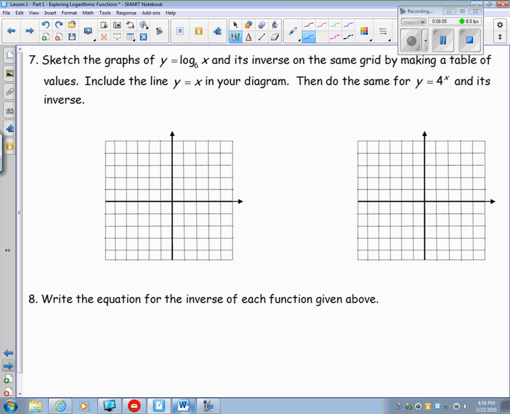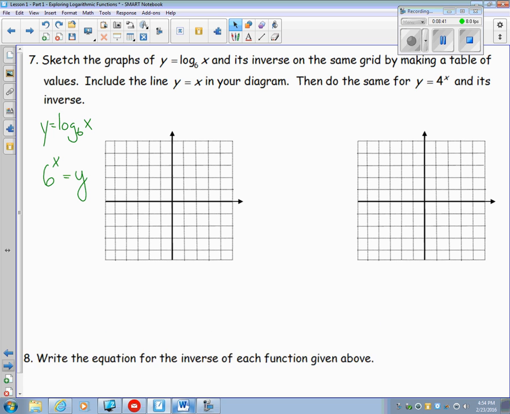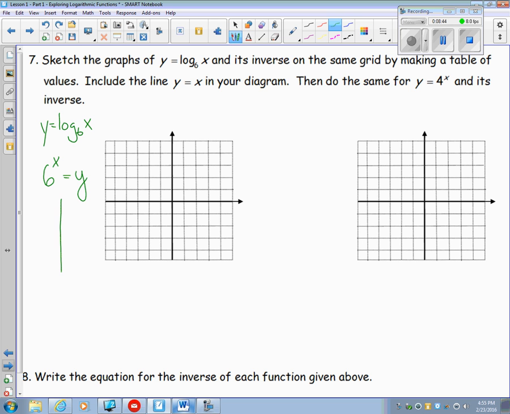Sketch graphs of y equals log base 6 of x and its inverse on the same grid by making a table of values. So we need to make a table. Me personally, I would find this hard to graph. But I know it's related to its other function. The base is 6 to the power of x, and that comes out to y. So y equals 6^x would be the inverse of this, the exponential version. And I can make a table for this one pretty quickly, actually.